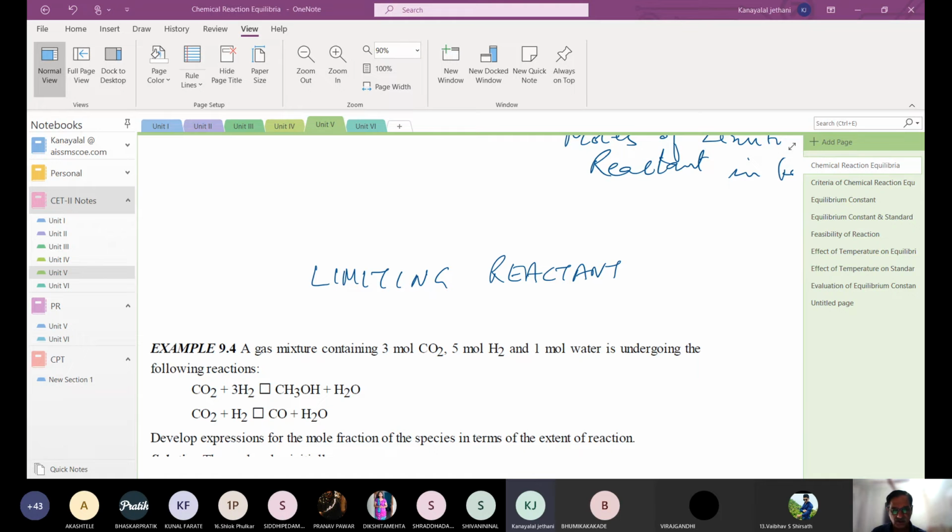And find out what is the value of the mole fraction of each component in the reaction mixture in terms of epsilon. There will be epsilon 1 and epsilon 2. Use epsilon 1 for reaction 1 and epsilon 2 for reaction 2. And if you finish the calculation of y, raise your hand.